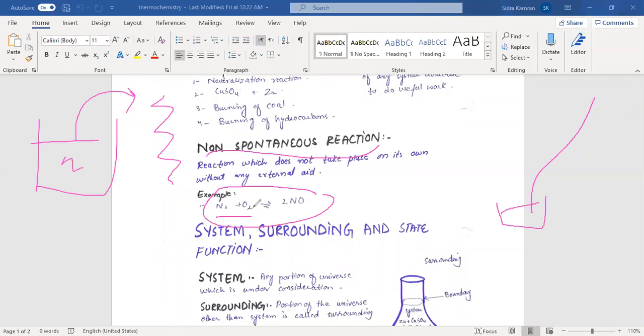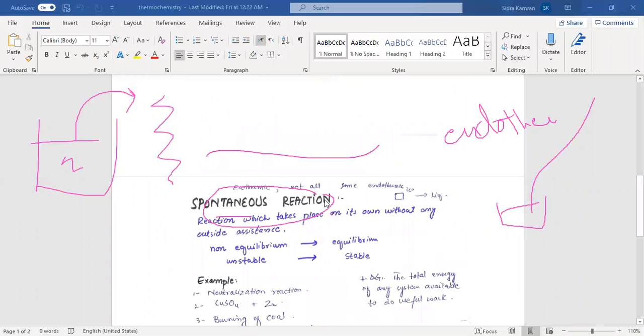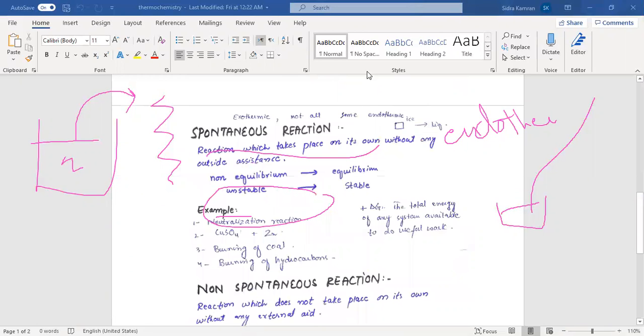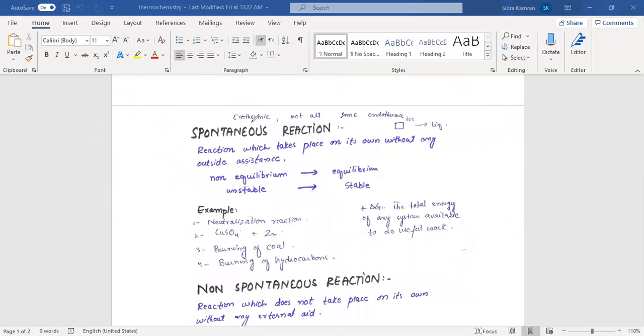So those reactions in which you need external energy to do the reaction are called non-spontaneous reactions. Non-spontaneous reactions are endothermic, and spontaneous reactions are exothermic, but not always. I am saying this again, but not always. Spontaneous reactions are exothermic, but not always.